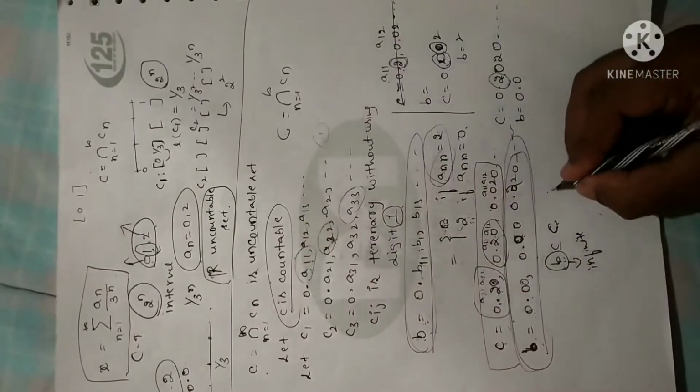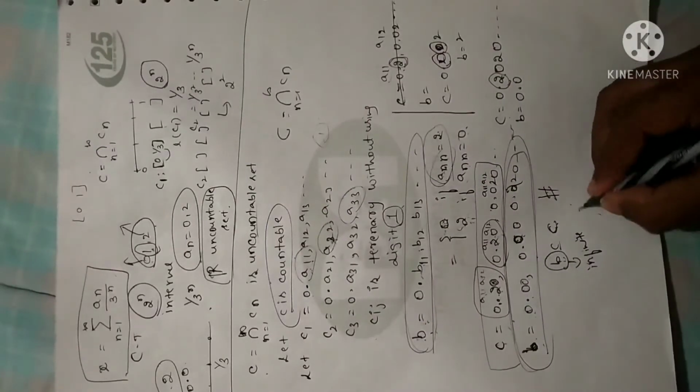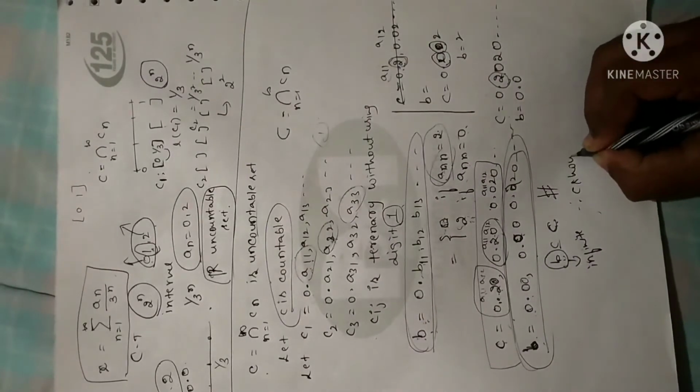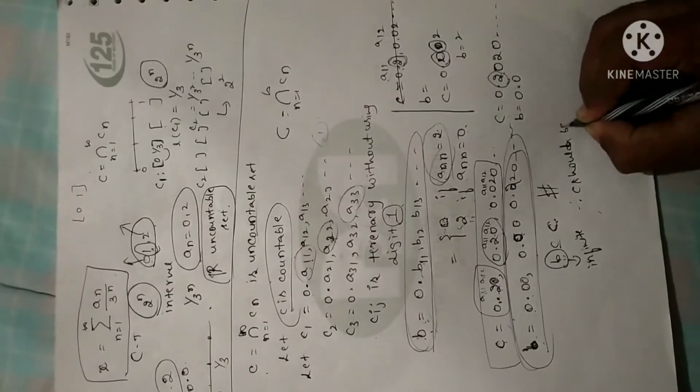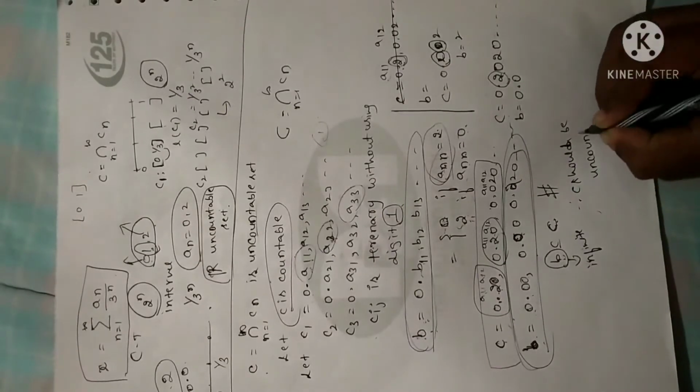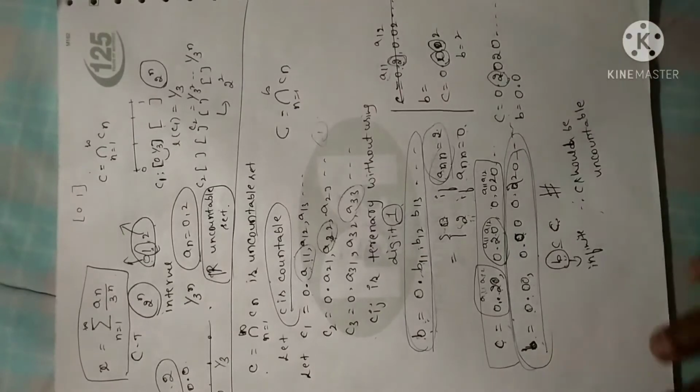It cannot be possible, right? So it is a contradiction to our assumption. Therefore, C should be uncountable. Now the theorem, I'm just repeating once again.